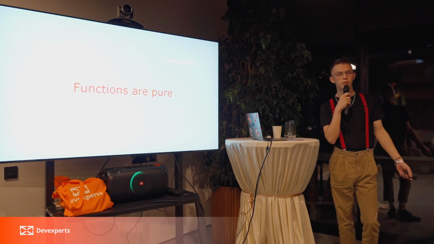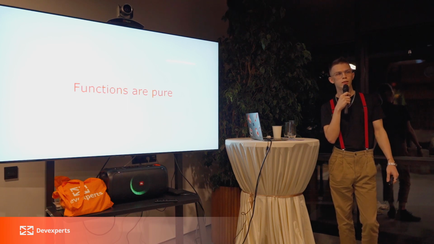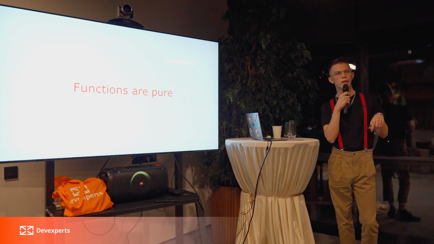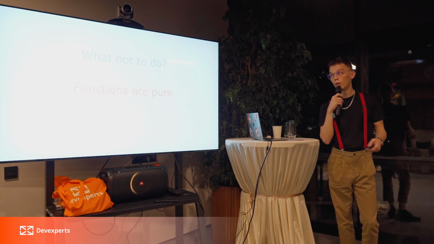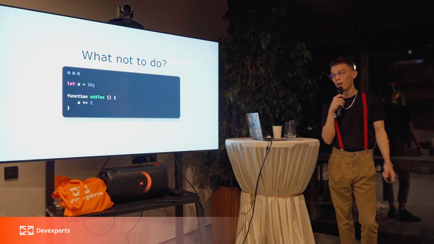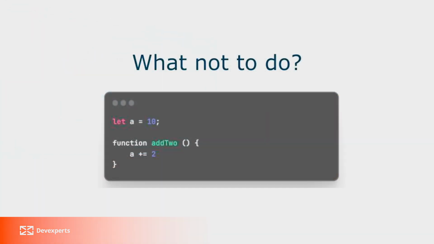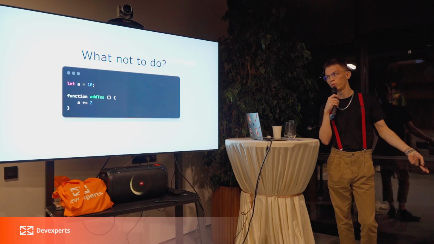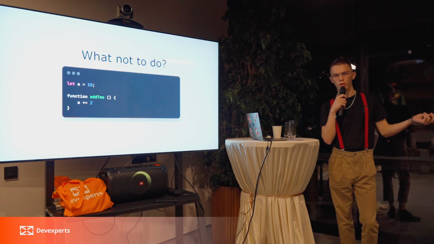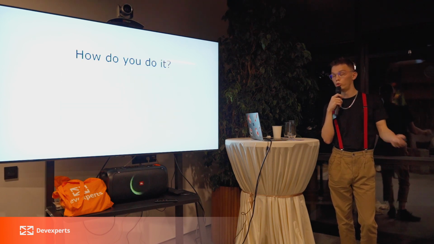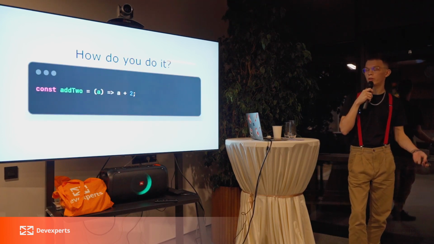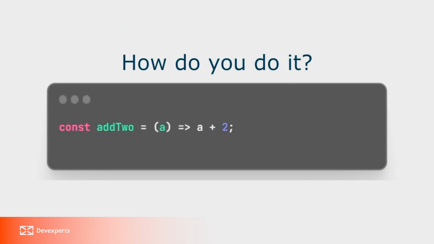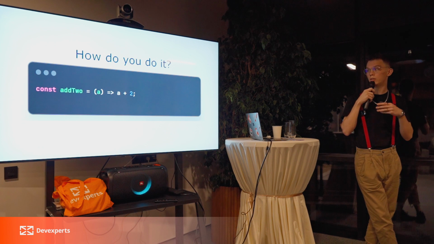Functions are pure. What does it mean? Actually, in simple words, it means your function doesn't produce any kind of side effects. It's easier to show you with an example. Well, first what not to do. Here we have a simple function which increases our variable, but it does so by using an out-of-scope variable, and it provides some kind of side effect. How do you do it in a functional way? Actually, it's a simple one. You just provide some kind of argument and increase this value inside the scope of this function.